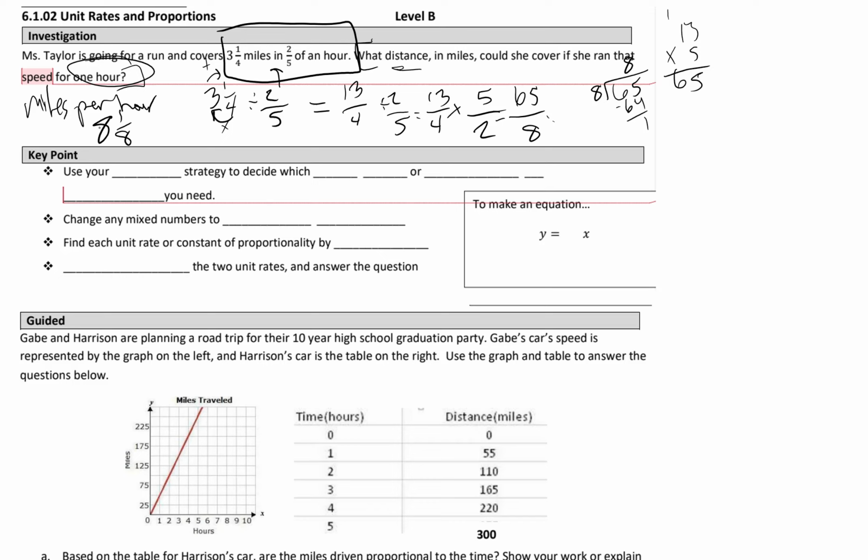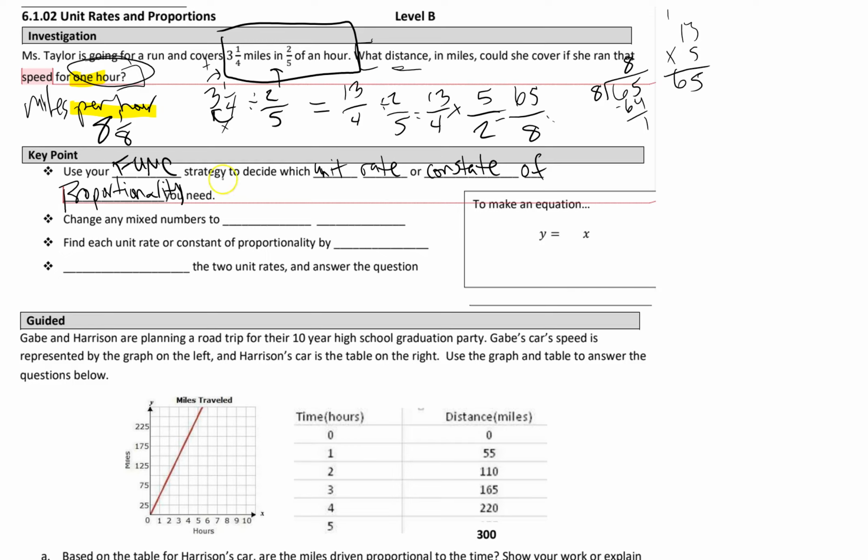All right, so we're going to use that to fill in our key points. First thing we did was we annotated, or we used our FUNC strategy to decide which unit rate, or if you have more than one, constant of proportionality you need. Basically, you're saying, is it miles per hour or is it hours per mile? Look for the number 1 in your problem. If we look back, we had 1 hour. That's how I knew per hour. That's how I knew it was miles per hour.